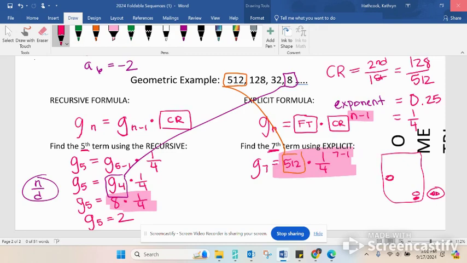This button right here, it looks like this. It's a little caret or an arrow up. That is your exponent button. That will make it so that you can put 7 minus 1 into your calculator. And when you do that, you should get G7 equals 0.125 or 1/8.